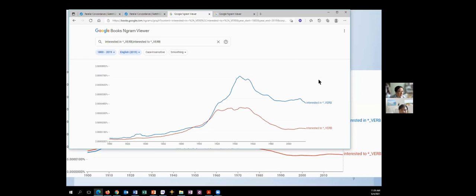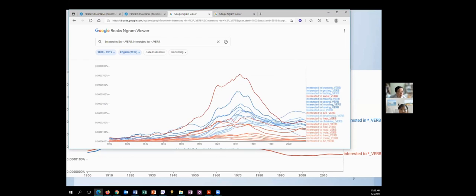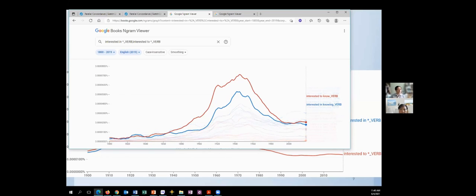We can see some details, and I guess we can do this. Seeing from this line that interested to know is the top one, we can highlight it, and then compare interested in knowing, which is here. So in a specific word, in knowing or to know, we can see that in knowing is not that high, and to know is slightly higher than in knowing, right?